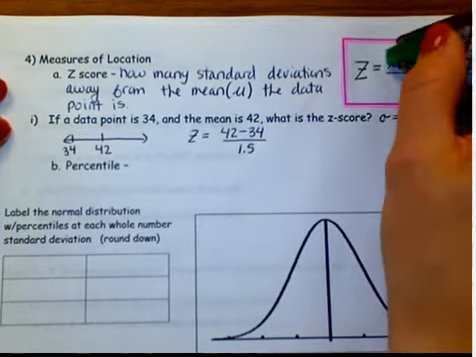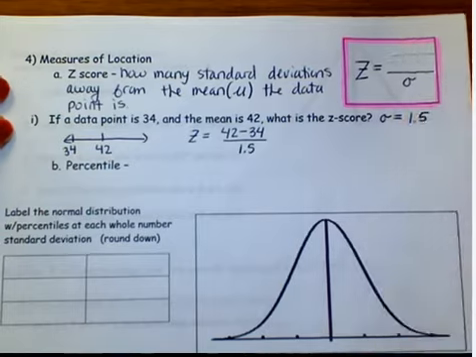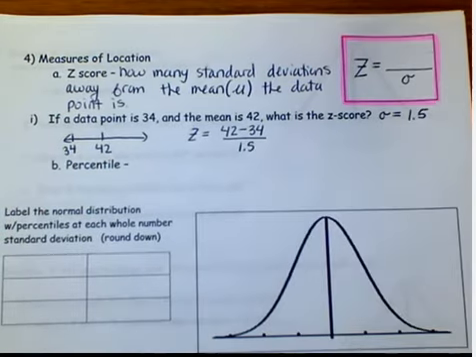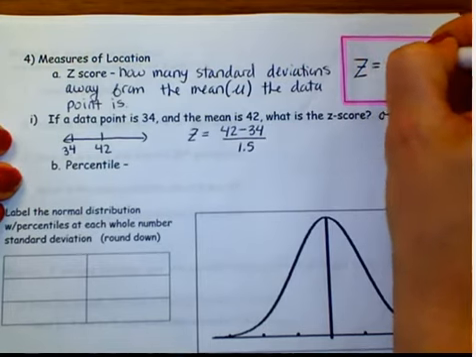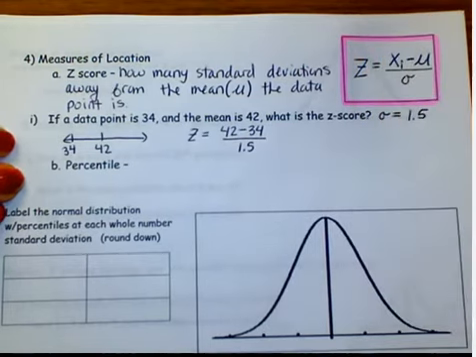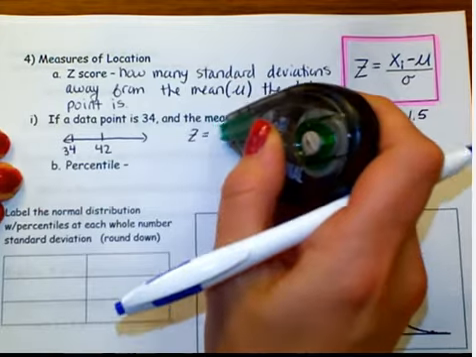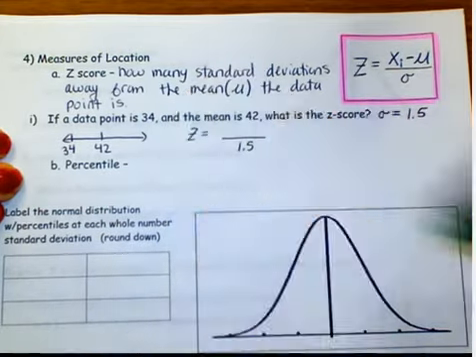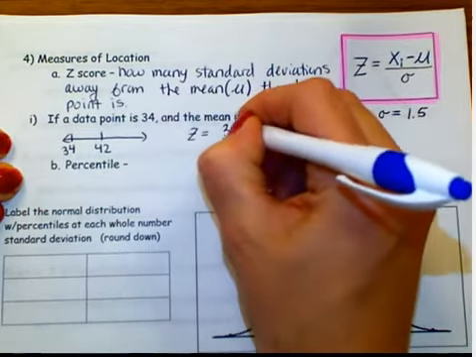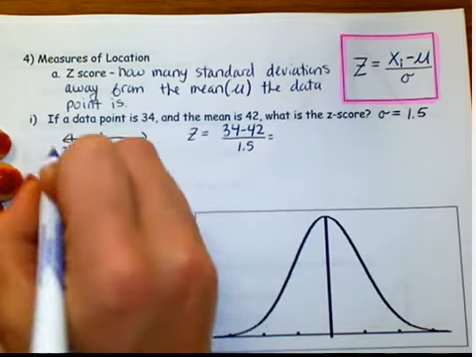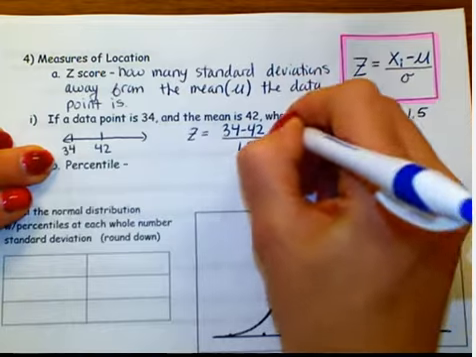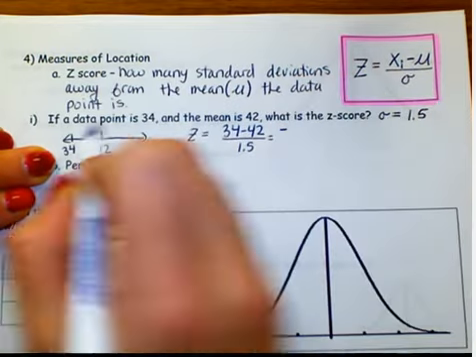Sorry guys, I just realized, all right, we have to switch this. Data minus mean. That would be the distance from the mean. So let's fix it. 34 minus 42, because I know that this distance from the mean is -8.